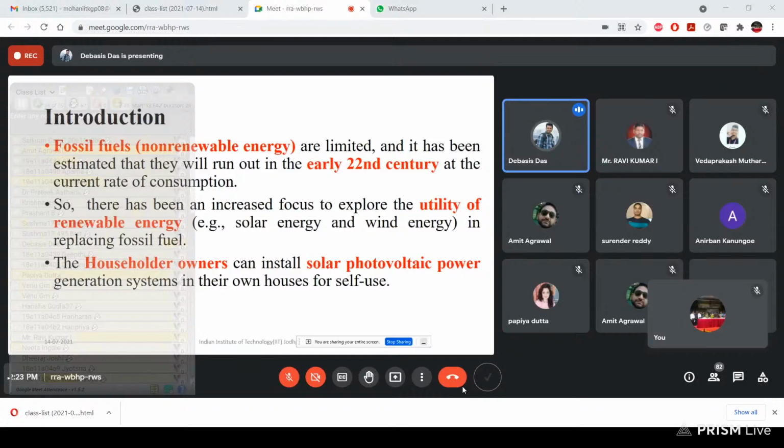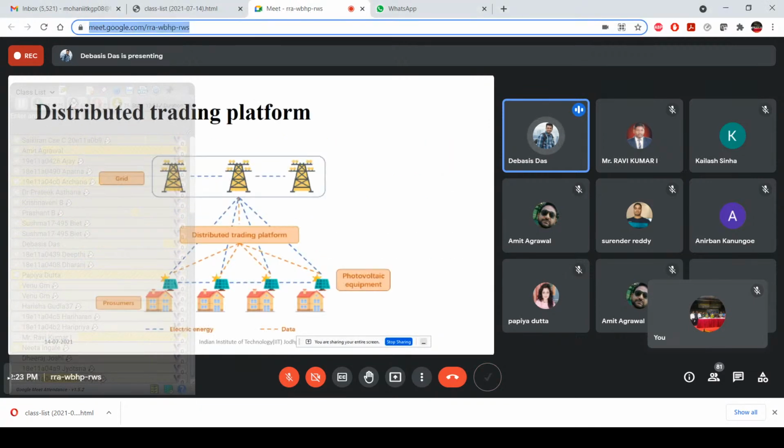Generation system. So this power generation system is there in each individual house owner, for their own self use. And they also have the smart meter concept. So each individual house has its own solar energy setup.